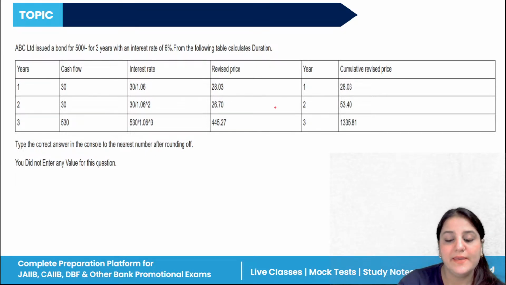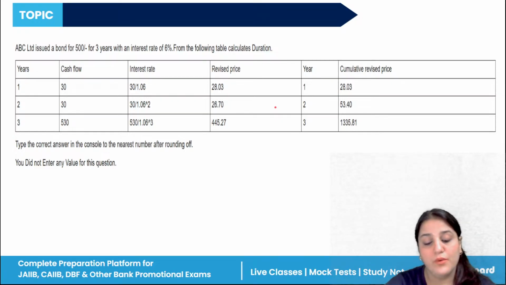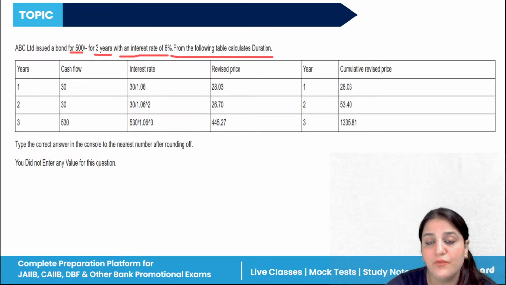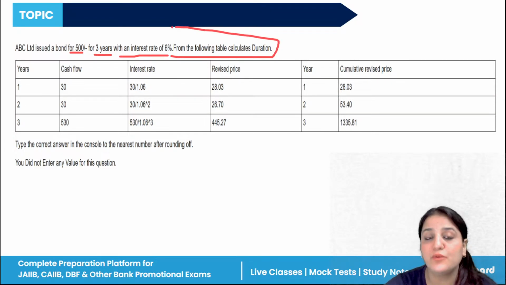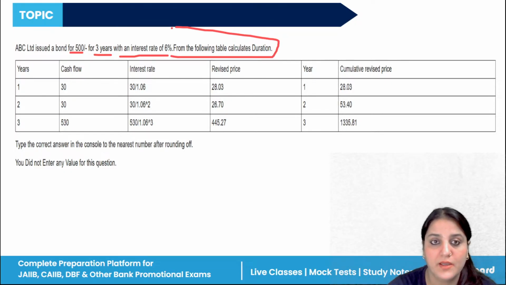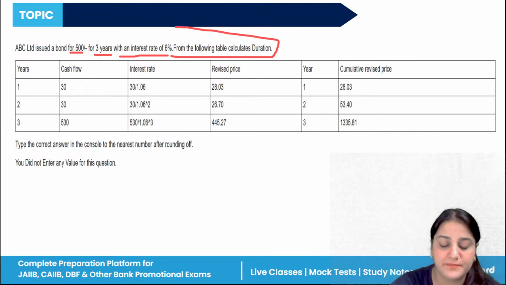So here ABC Limited is there, who issued the bond for rupees 500 for 3 years but within an interest rate of 6%. So from the following table, calculate the duration. Years are given, cash flows are given, interest rate are given, revised price year, cumulative revised price is given.